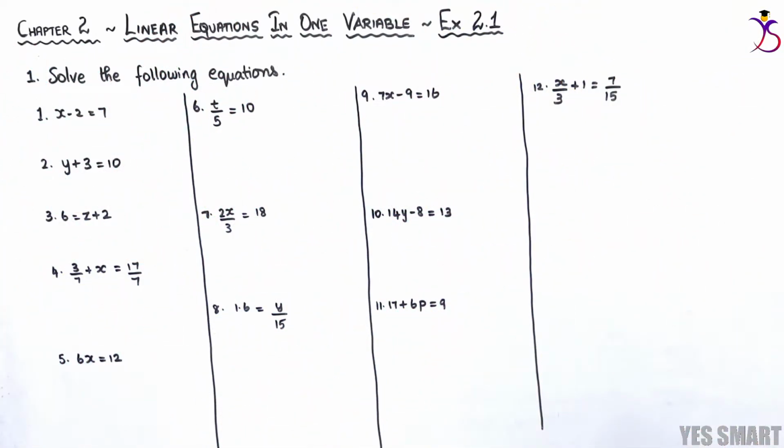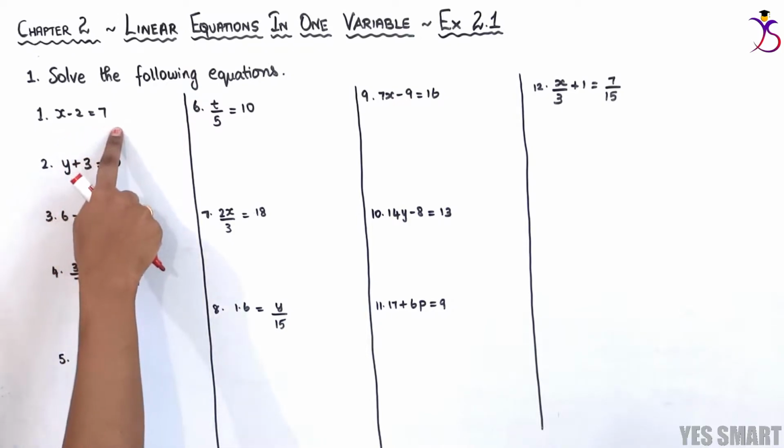Chapter 2, Linear Equations in One Variable, Exercise 2.1. In that, first sum, solve the following equations. There are a set of 12 equations in which we are supposed to find the unknown variable. For that, we need to understand the four simple rules.